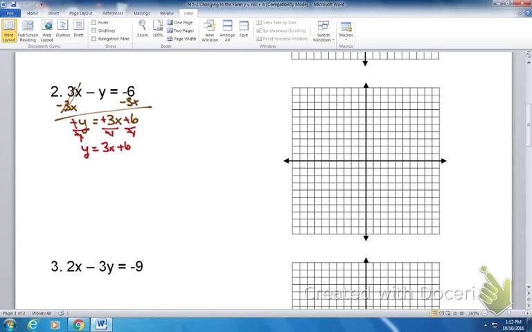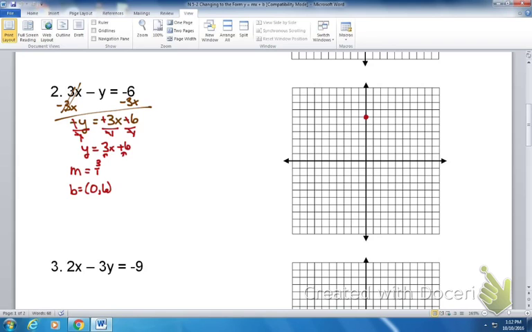So guys, y has to be completely by itself. Now I can get my slope, which it looks like is 3, but I'm going to write 3 over 1. And I have my y-intercept, which is the point 0, 6 from right there. Now it's just like what we did last time. Let's be careful here. So the point 0, 6 is up 1, 2, 3, 4, 5, 6.